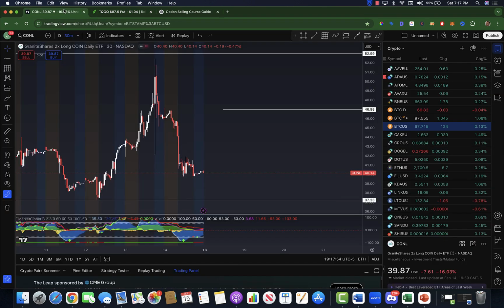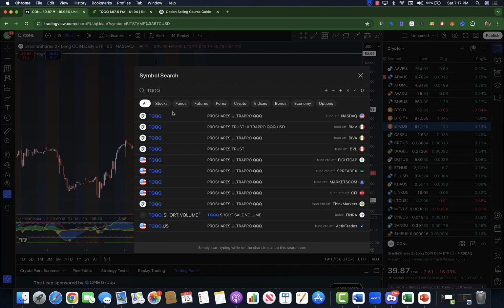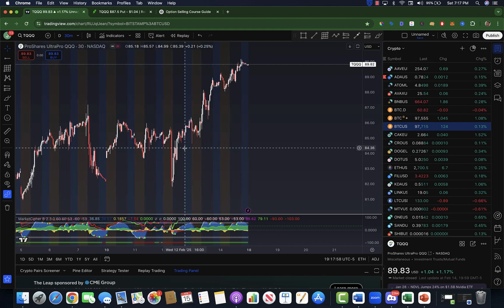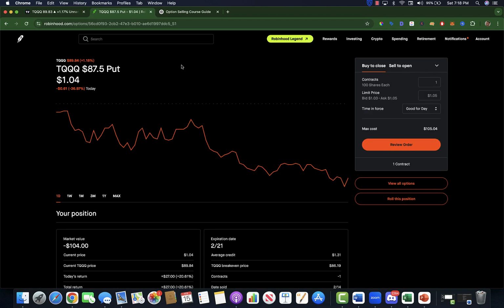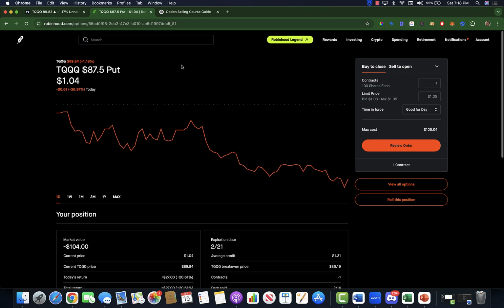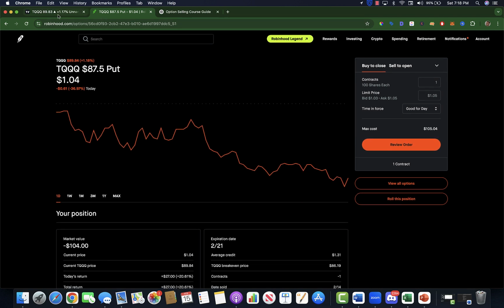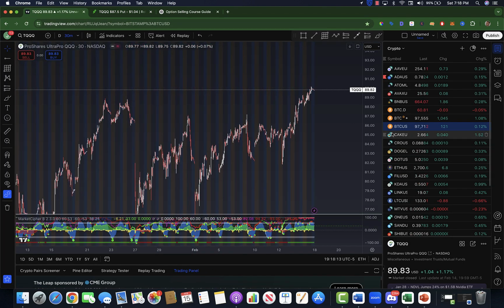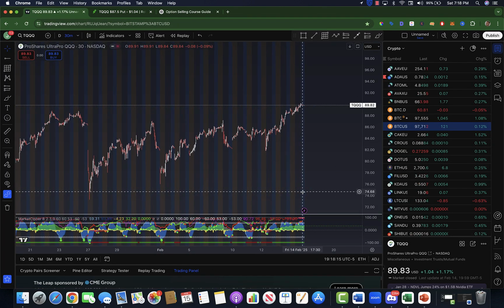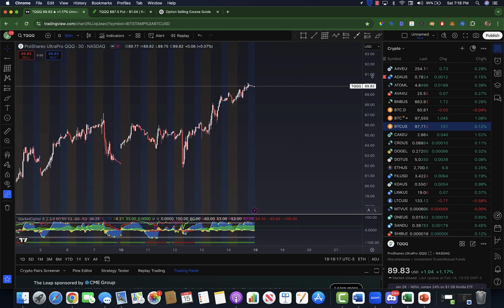So TQQQ is my asset of choice. If I had to pick one asset to sell cash secured puts on, it would be QQQ. Now, why is selling cash secured puts the best way to create income? Well, one, when you pick an asset like NASDAQ, SPY, or QQQ, you're picking an asset that goes up, right? It doesn't always go up, but for the most part, it goes up. Two, you're not shorting it, you're shorting the puts, right?